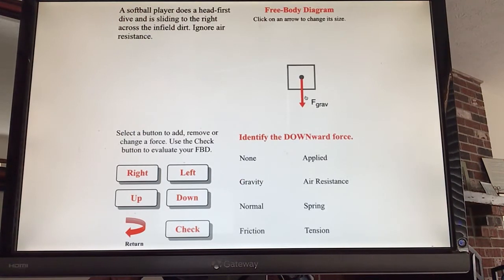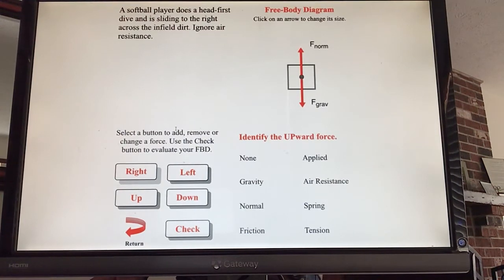And if you want to increase or decrease these vectors, you just click on it like that. It's going up and down. More gravity, less gravity. All right. Up. If you have gravity pulling down, what's pushing up on the softball player? Which one of these? Gravity, normal force, frictional force, tensional force, spring, air resistance, applied force. Normal force is pushing up. Normal force and gravity oppose each other. Okay? These arrows are going to be the same length.